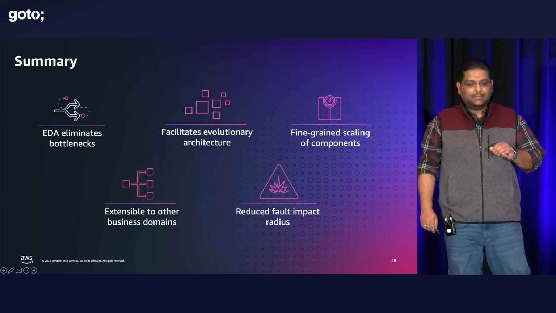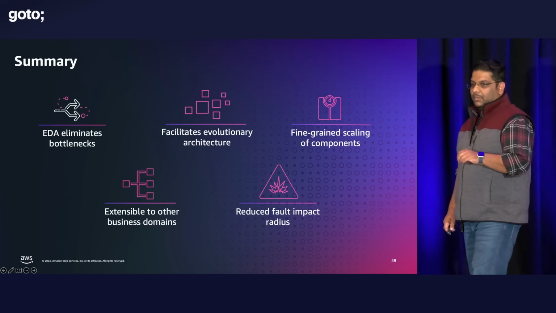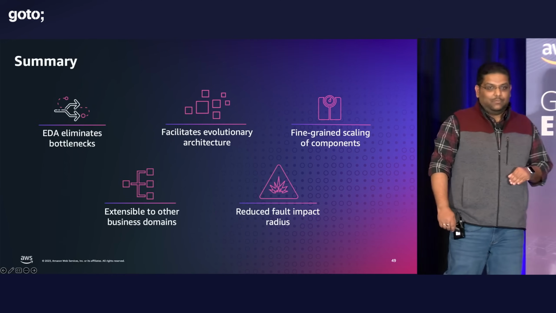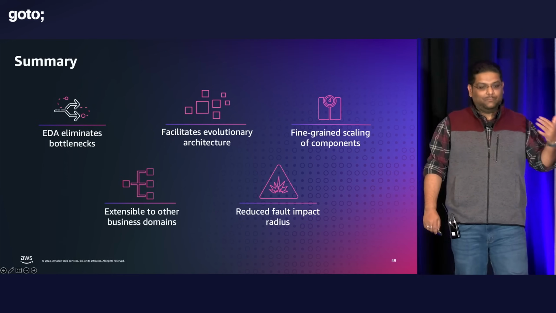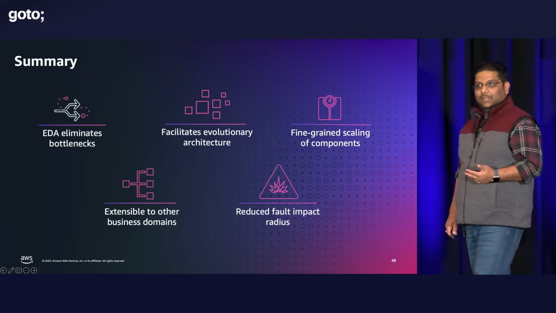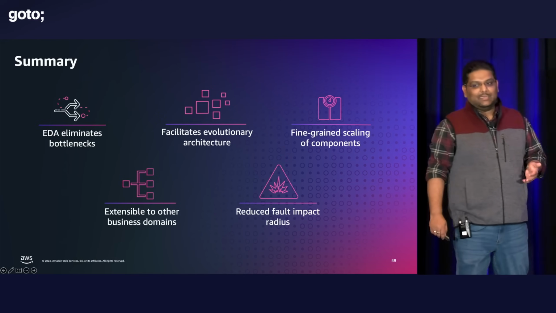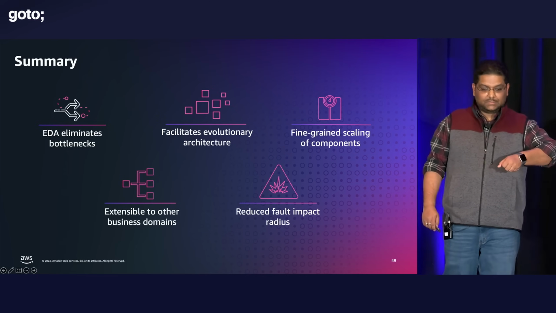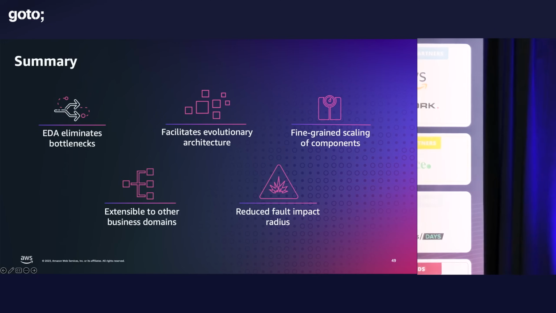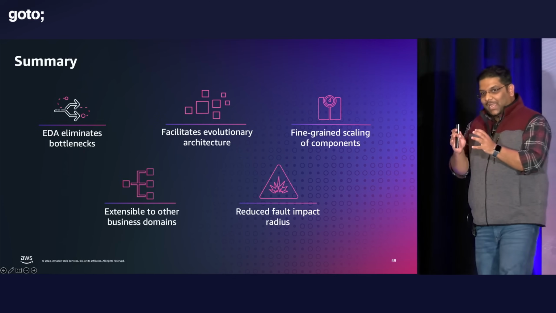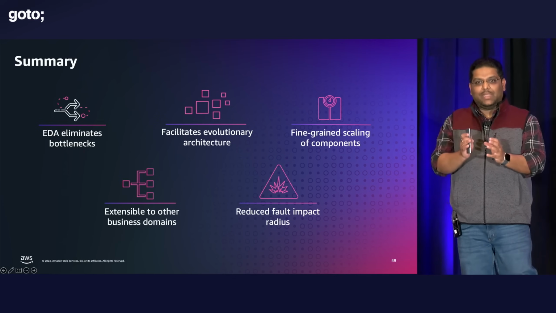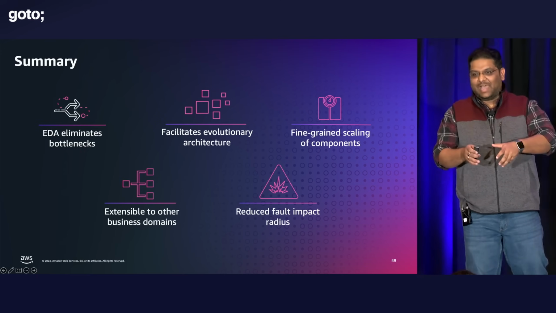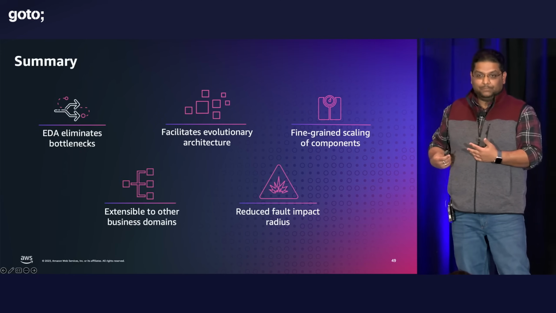To summarize in a few quick minutes, you are able to eliminate bottlenecks if you start using EDA. We talked about the governance part, that is part of evolutionary architecture. So you evolve with EDA, and then you get fine-grained scaling of components, and you can extend all those features to different parts of your business. Most importantly, you have reduced the fault impact radius, because if you fail on a small component, only that component fails. You are not affecting other areas of your event-driven architecture. So you fail fast, you recover, and you go to market faster.